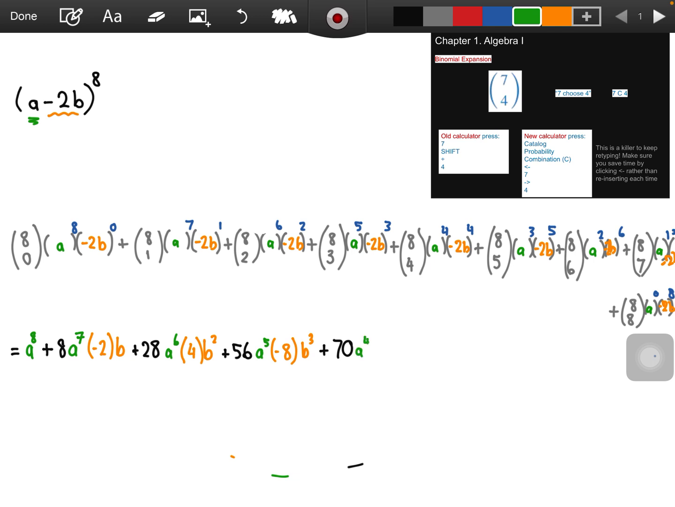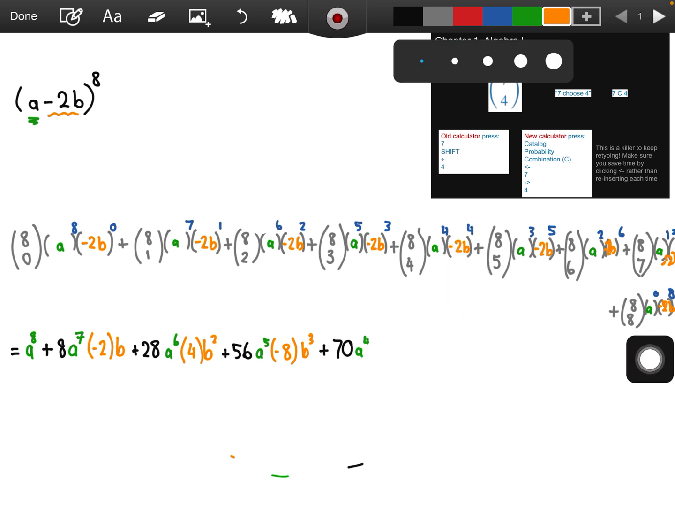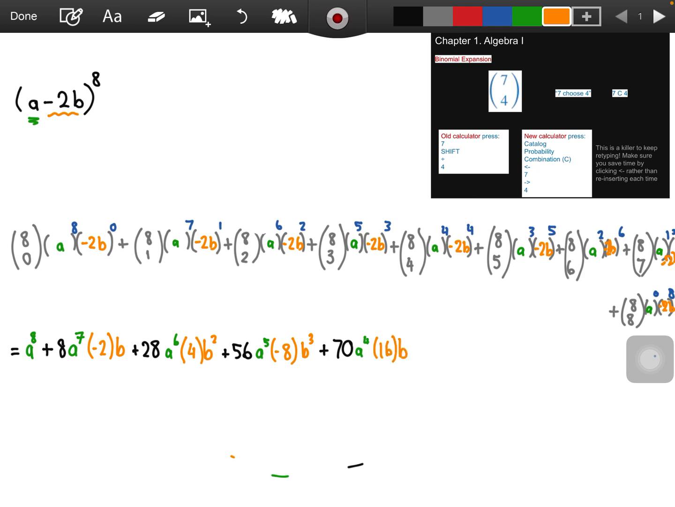Okay, so now I have minus 2 to the power of 4, so it's an even power, which means the minus is going to become a plus. Okay, so it's 16, and then b to the power of 4. Okay, 8 choose 5 then, so is it going to start mirroring itself? Okay, so 56, yeah, look, that's what I got here.